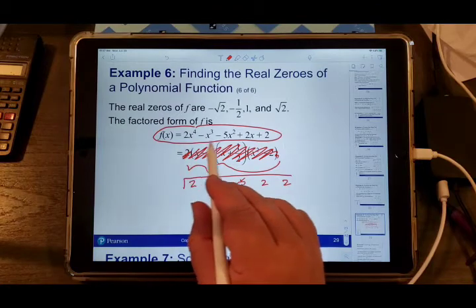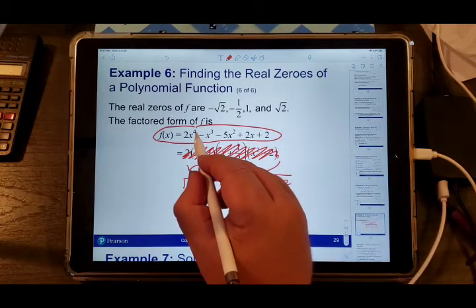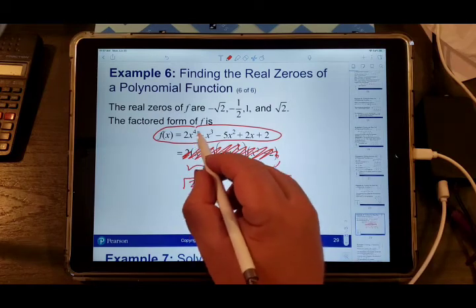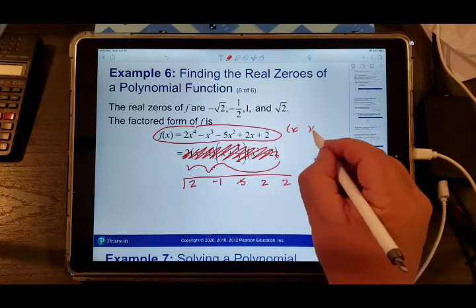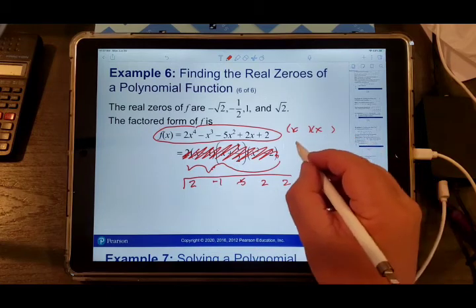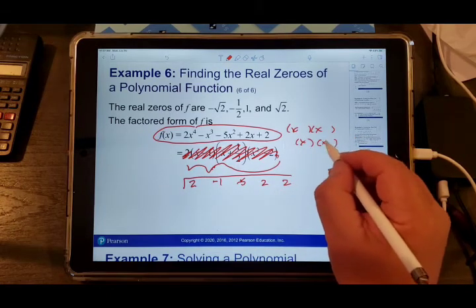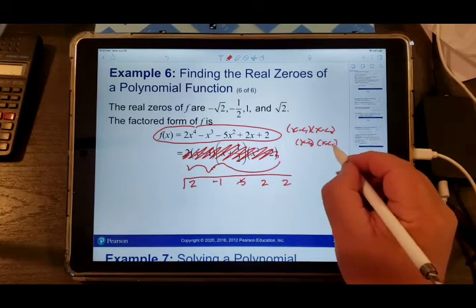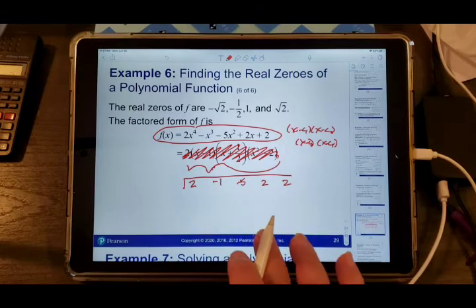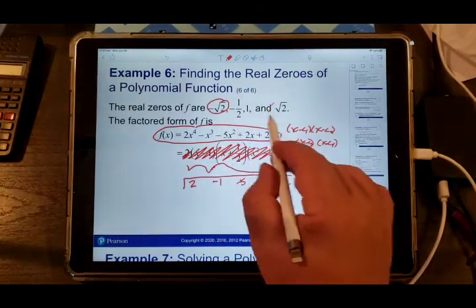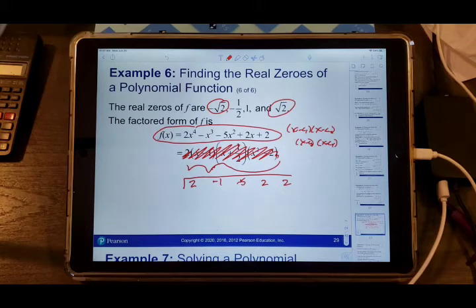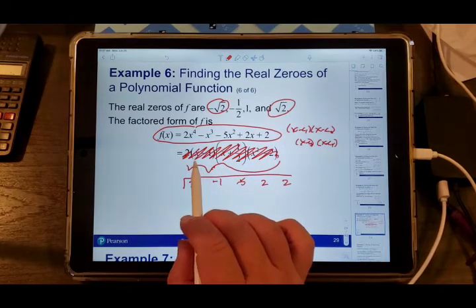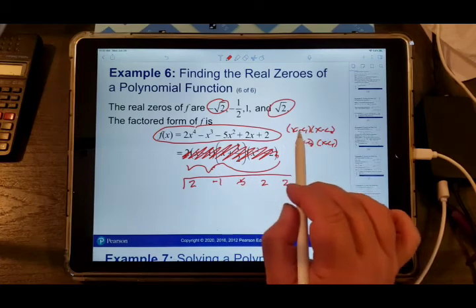But I do know that this thing's going to factor into, at most, 4 parentheses because of that x to the 4. In other words, I'm going to get an x minus C1, C2, C3, and C4. Well, I guess I do if you allow the numbers to be radicals or, in some cases, complex numbers. But I'm looking for my first pair.